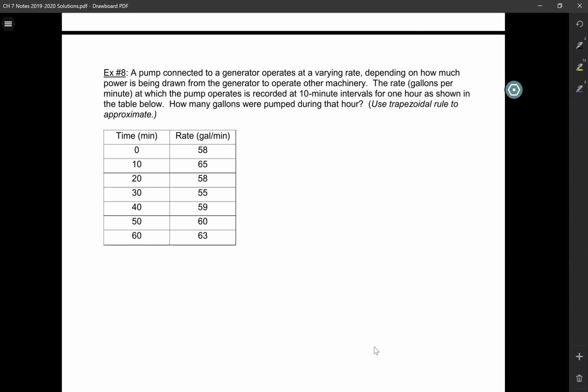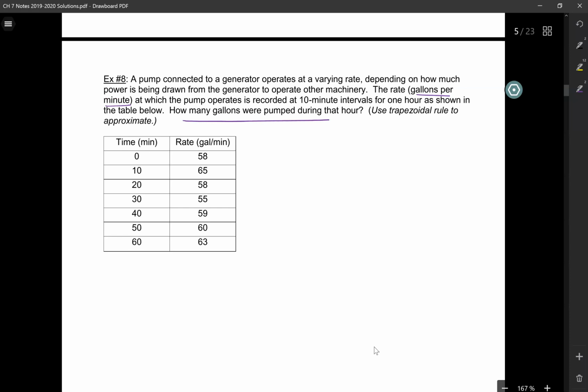Okay, makes sense. The rate, gallons per minute, so they'll either tell you specifically the rate, or they will tell you some other words, and then you have the units, gallons per minute. So either way, the antenna should just go up and say, okay, rate. The rate at which the pump operates is recorded at 10-minute intervals for 1 hour, as shown in the table below. How many gallons were pumped during that hour?